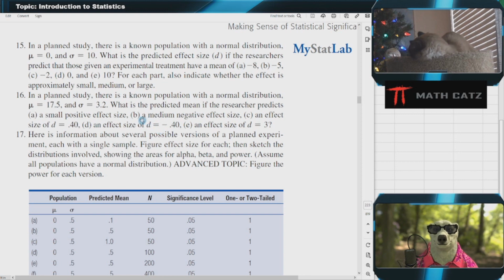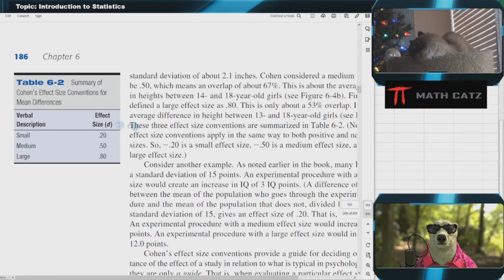So in B, a medium negative effect size. Let's go back to that page 186 where the table is: medium negative, so negative 0.5 is my effect size.